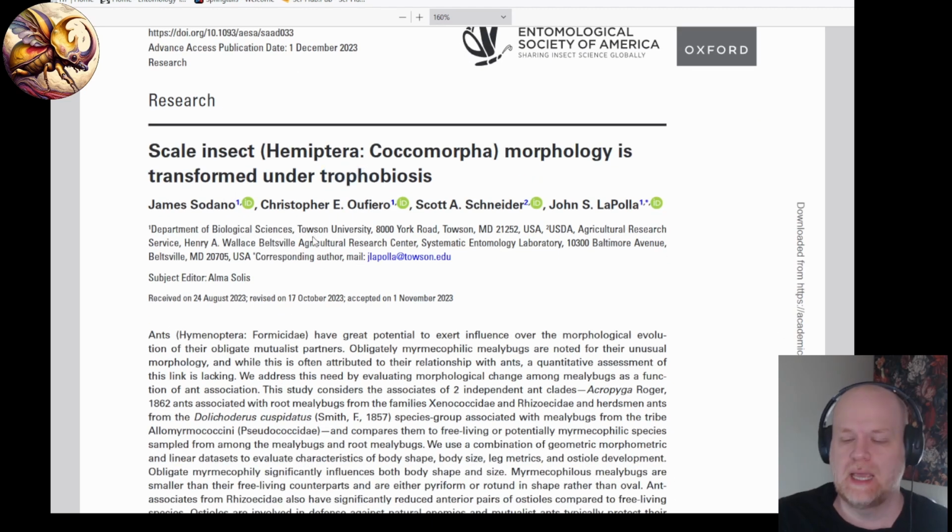In this case, the scales, the pseudococcids and the other scales, feed the ants sugar water, and so the ants get this constant source of food, and the scales get protection from the ants because the ants will swarm and kill any predators that try to approach.